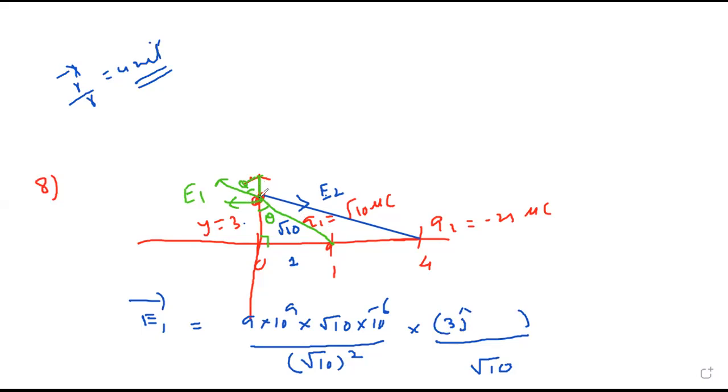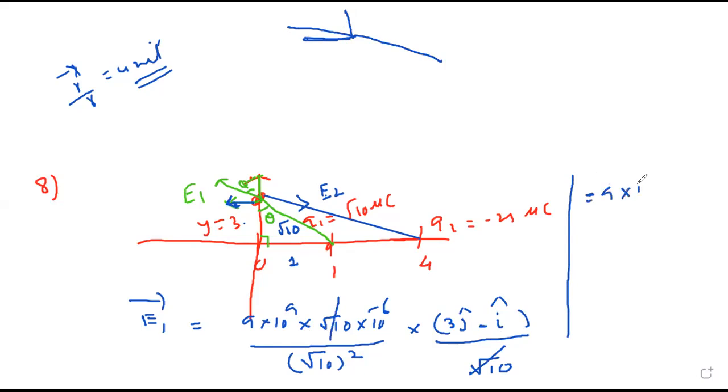See, this is that vector minus i cap. Why? Because my vector is going from the point away, so we have to take it in this direction, which means left. Therefore minus i cap. Now if I write this, root 10 cancels. So 9 into 10 raised to 3 upon 10 into 3j minus i cap. This is E1, first equation.